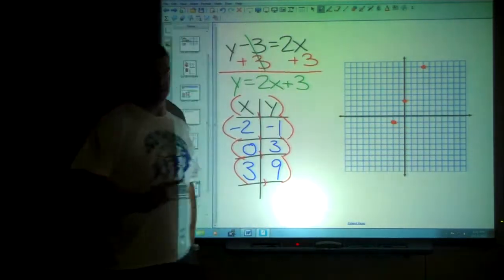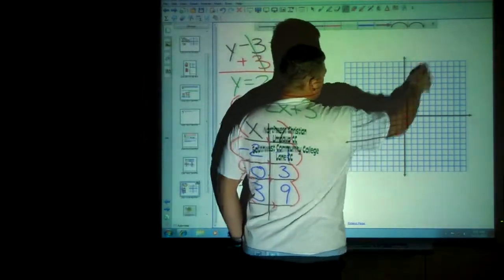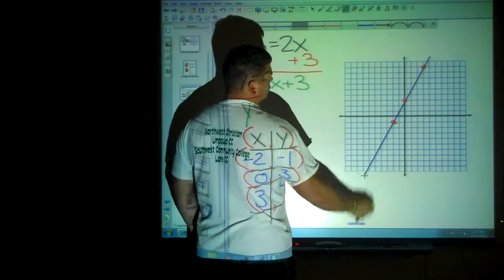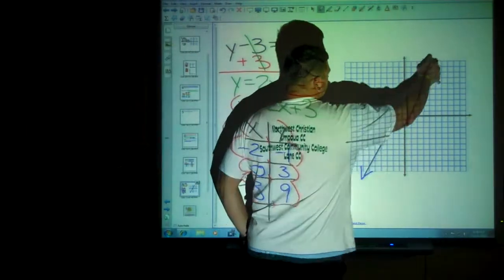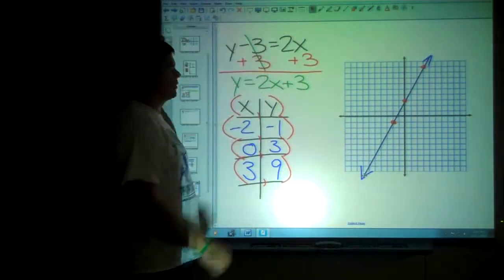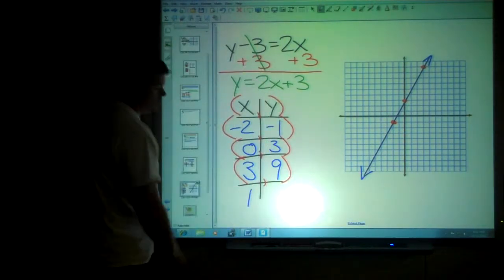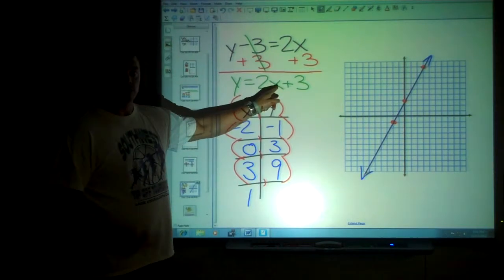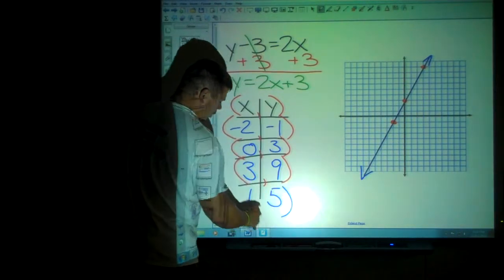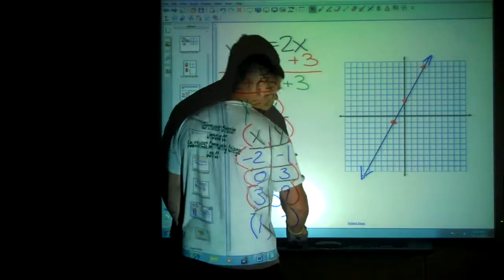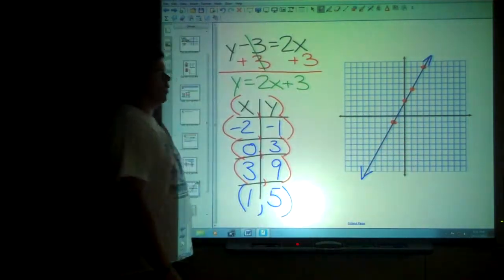If I've done this correctly, it should produce a nice straight line. If I have not done it correctly, then it won't produce a straight line. Sure looks to me like it made a straight line. So I put arrows on it because the arrows actually mean the line continues on forever. But what if I didn't choose these numbers? What if I had chosen 1? Okay, try it out. 2 times 1 is 2, and 2 plus 3 is 5. That means there should be a coordinate at 1, 5. Let's check. If I go over 1 and up 5, 1, 2, 3, 4, sure enough, there's 1, 5.